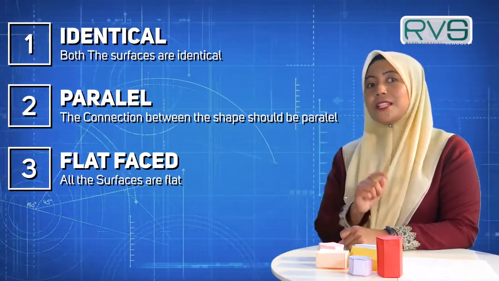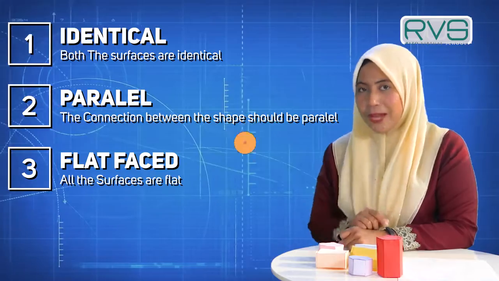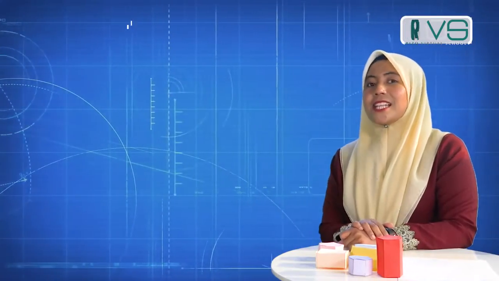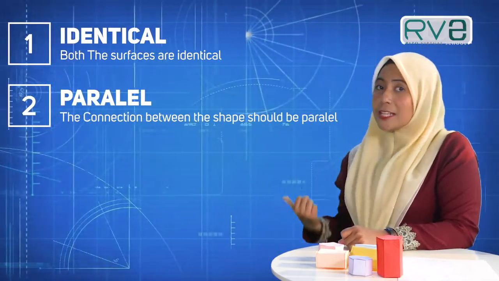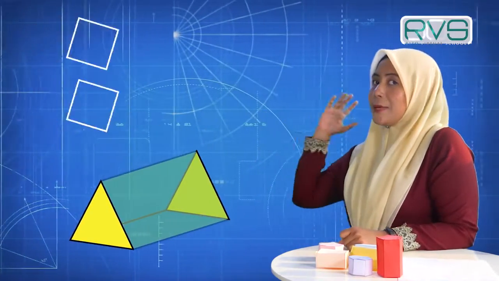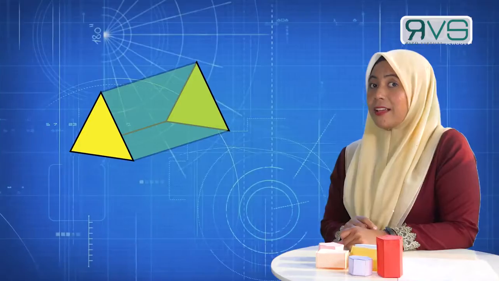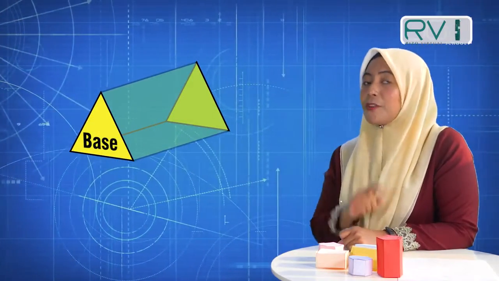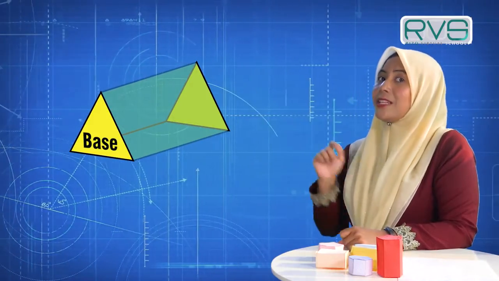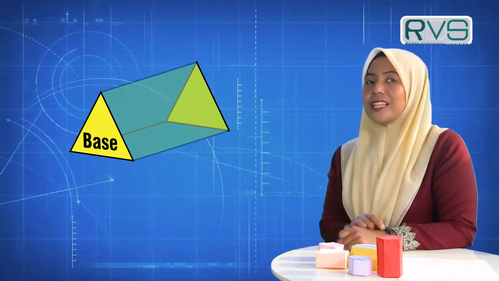So let me look at them one by one. Okay, first, identical and parallel. I will show the picture here. You can see the base. What is the shape of the base? You already learned 2D shapes. Very good, it is a triangle.